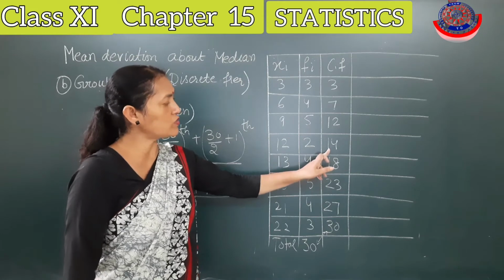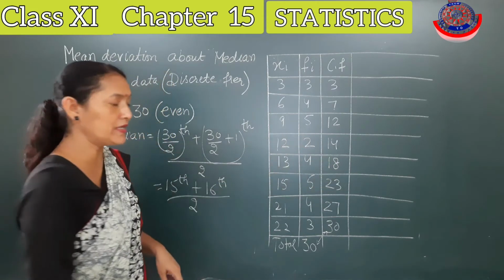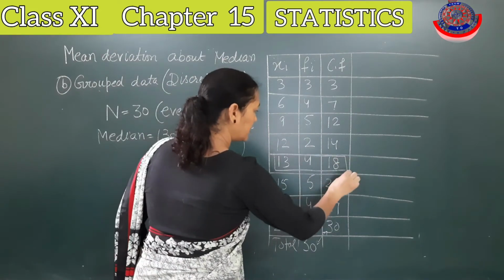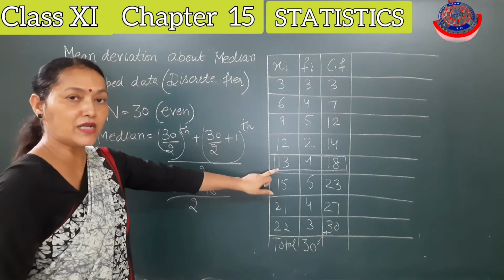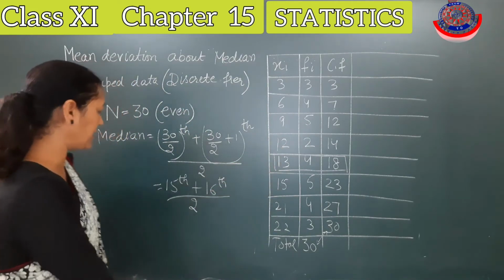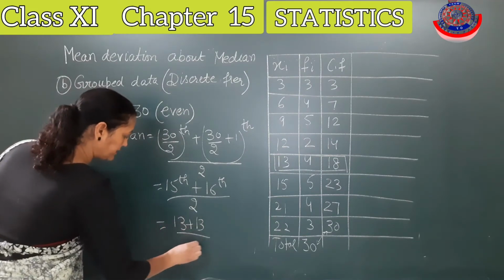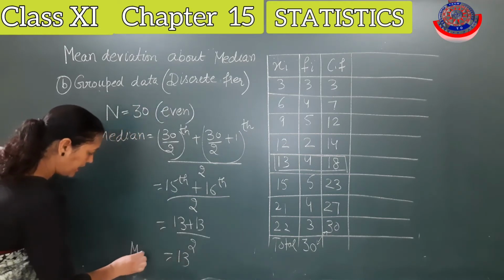In this observation it is only up to 14. 15, 16, 17 are coming here. So for 15 and 16, this value will be chosen. That means 15th observation is 13 as well as 16th observation is 13. So 13 plus 13 upon 2 will be 13 only. So we have calculated our median as 13.